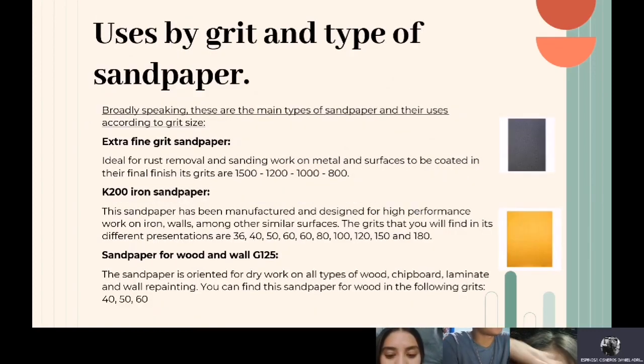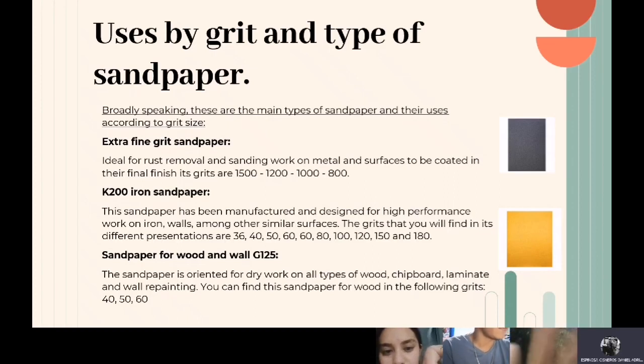Uses by grit and type of sandpaper. Broadly speaking, these are the main types of sandpapers and their uses according to grit size. For removal and sanding work on metal surfaces, the grits for the final finish are 1500, 1200 and 1800.